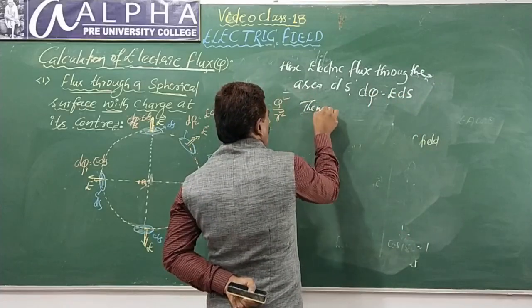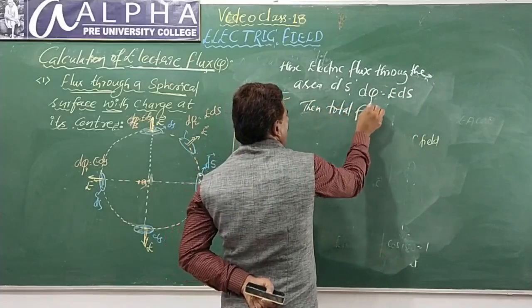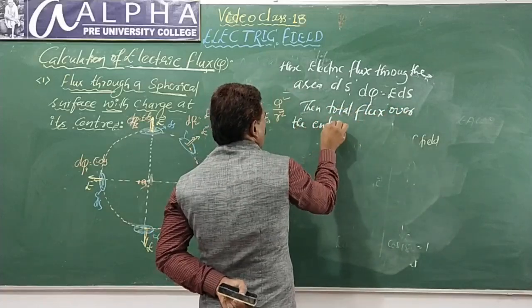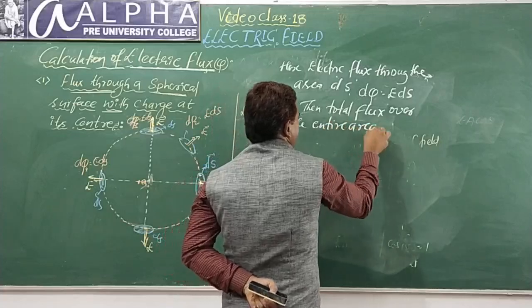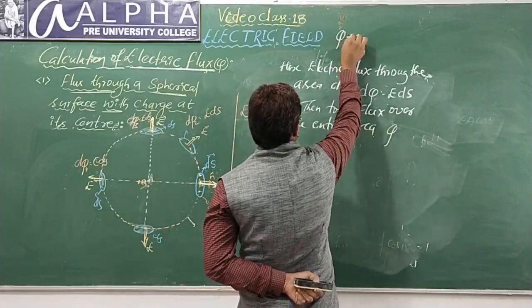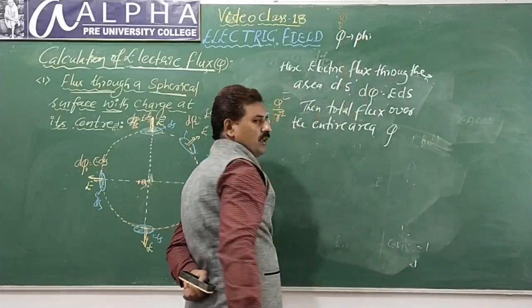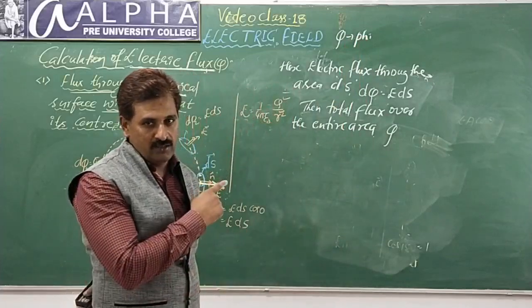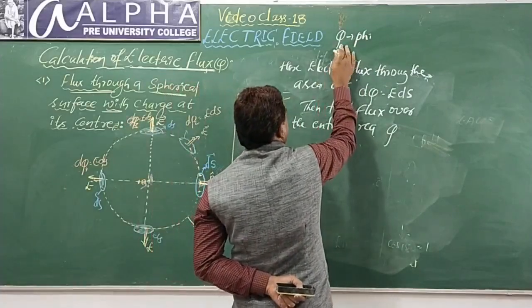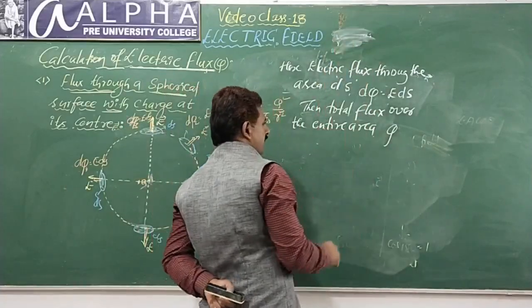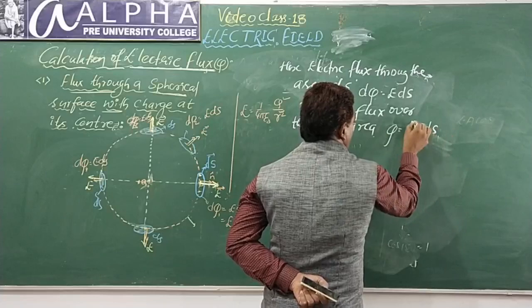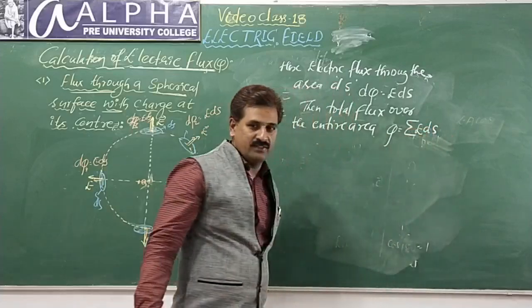Then the total flux over the entire area, very simple, students. I write phi. This is read as phi, one of the Greek alphabets, used as the symbol for electric flux. If I write phi E, it is electric flux, phi B, magnetic flux, and so on. Generally flux equals what? Electric field E ds, and you add over the entire surface area. What is the meaning of this?